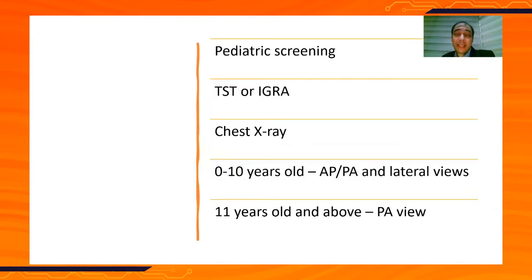Now, for pediatric screening of latent TB infection, Australia requires the following as listed. Now, with regards to the chest X-ray, applicants 10 years old and below would need an AP or PA and lateral views, and applicants 11 years old and above would need a PA view done.